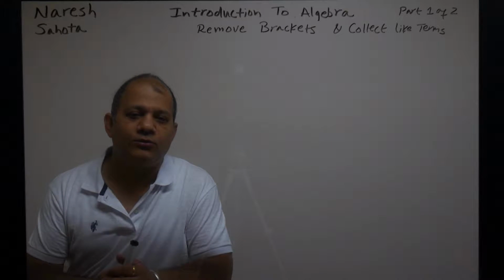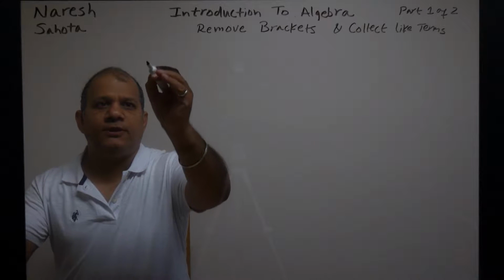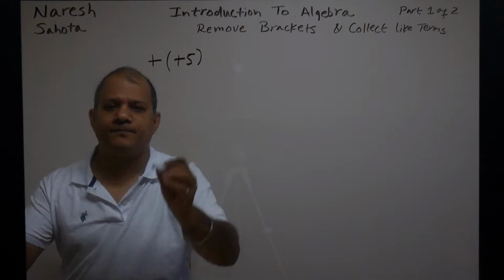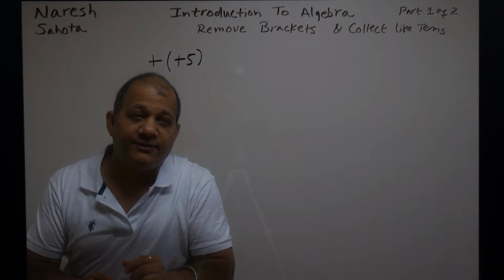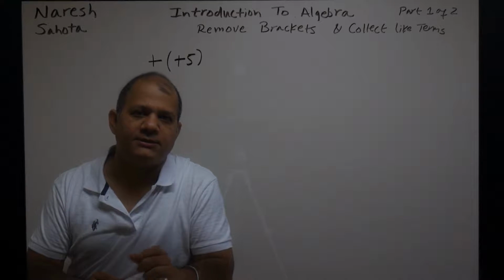In this tutorial we're going to learn how to remove brackets and collect like terms. So if I'm given a number, positive plus 5, how do I remove brackets? The positive 5 is inside the brackets. The question is, how do we remove the brackets?